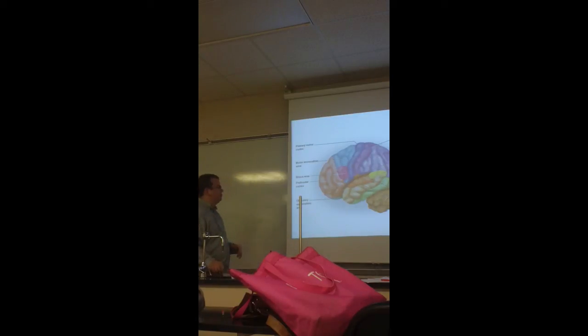Wernicke's area. Wernicke's area is right here in yellow. And this is an area that's kind of interesting. It's the area of the brain that's involved in sounding out unknown words.